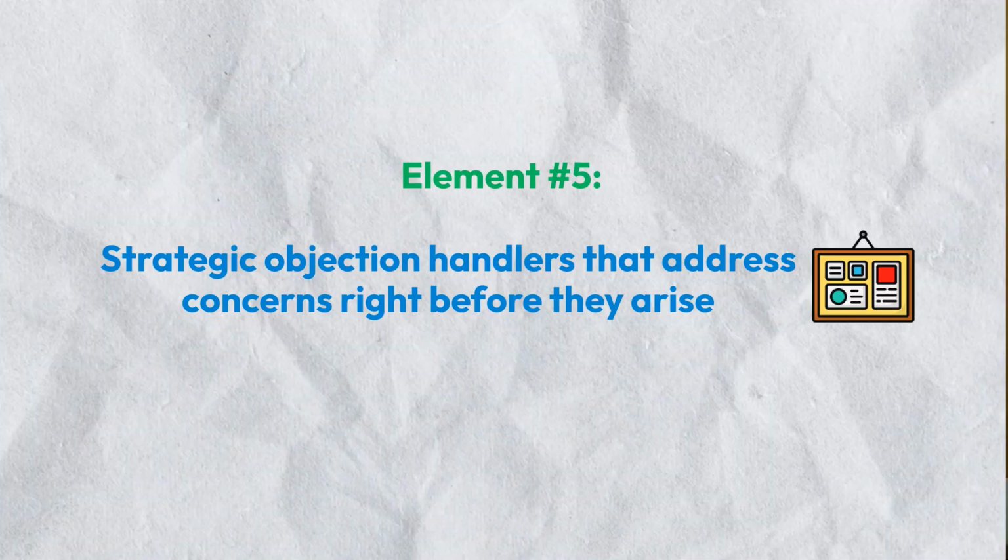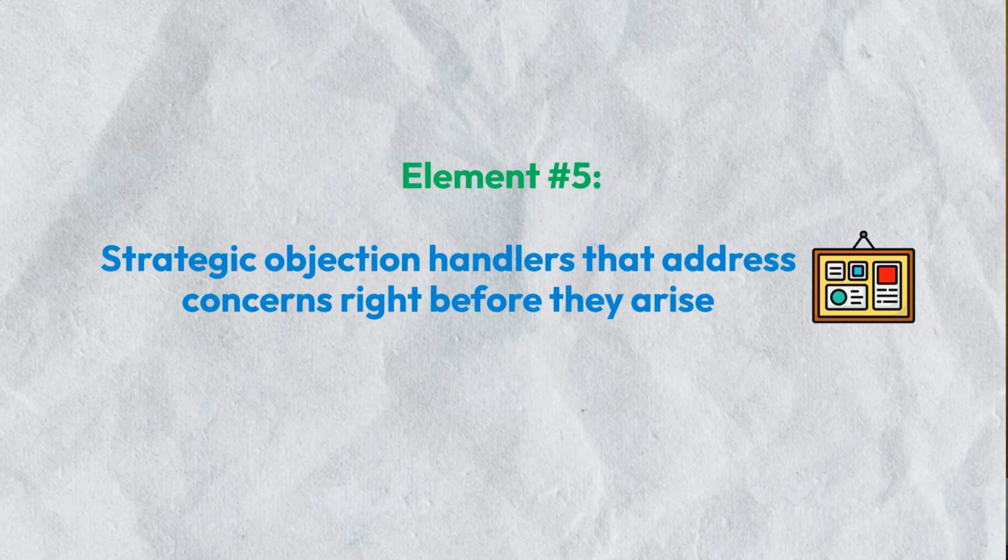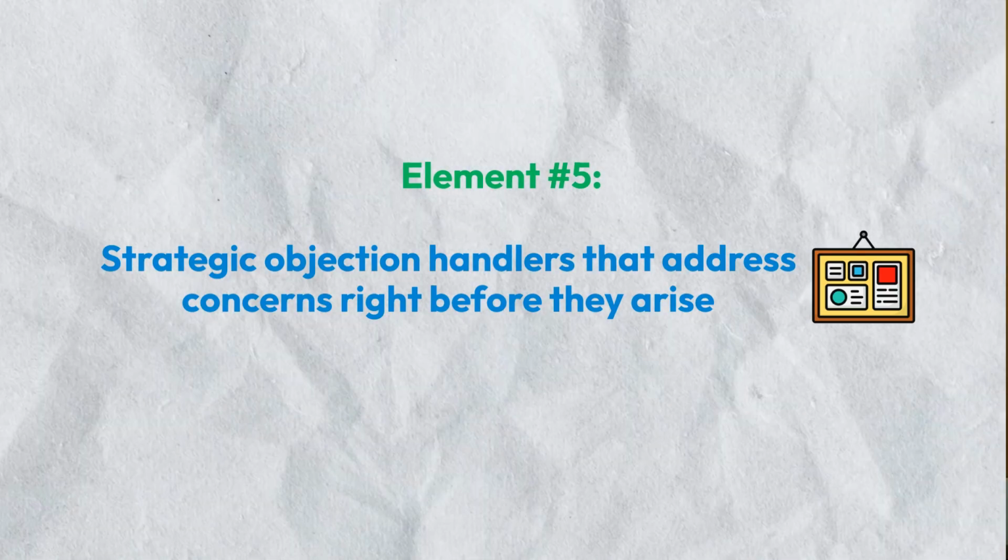The final element is to have strategic objection handlers. We call them strategic objection handling because it's not just something random that you put on the page. It is something that we are thinking through the user journey and placing in that exact spot for a reason. And this is something that addresses the concern right before they arise. And is perhaps the most overlooked element of all. Yet, it is often the biggest opportunity for improvement.